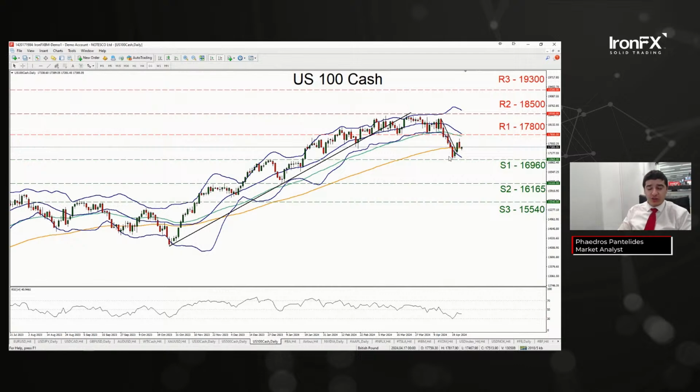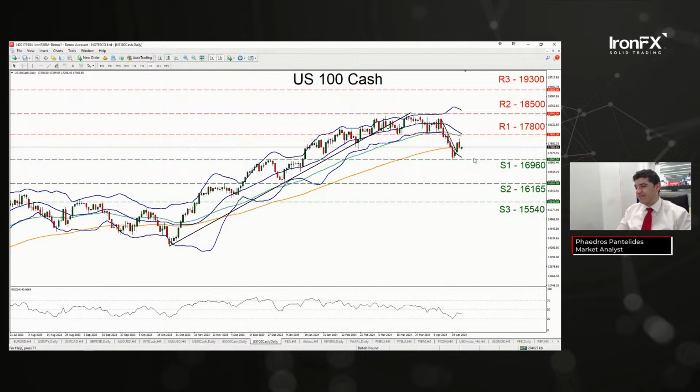We are, of course, on the daily chart for the US 100, so the Nasdaq. So this is a lower low, lower high. Would be maintaining a bearish outlook for the particular index. For it to continue, I would like to see it break below S1, taking aim for S2 at 16,165. Lower than that, we have 15,540. If it does break above R1, we could switch for a bullish outlook if it reaches 18,500, which is our R2.